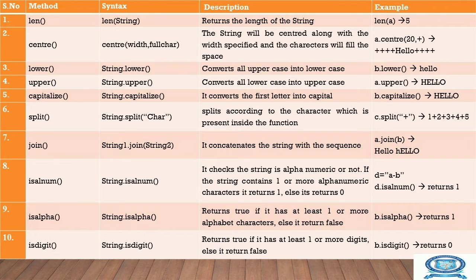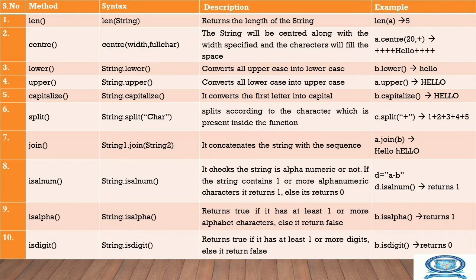Let us see the methods and their syntax as well as their descriptions with examples. The first method we are going to see is the string method length. We have already seen that. The syntax is length of string. It returns the length of the string. Here length of A will retrieve 5, where the string A is given as hello. So, we have 5 letters, and the length of the string is 5.